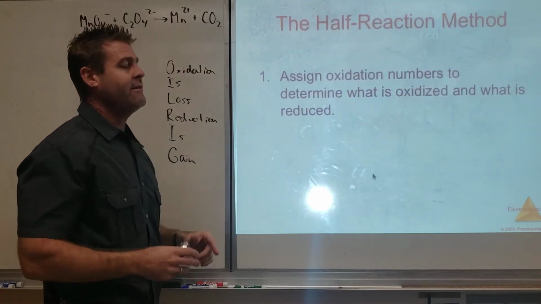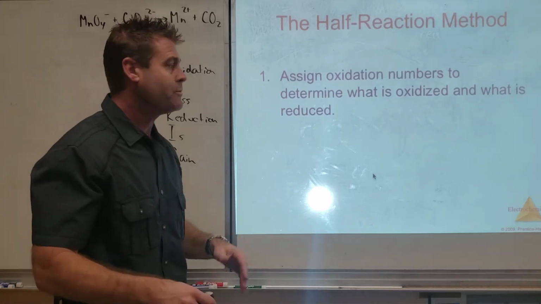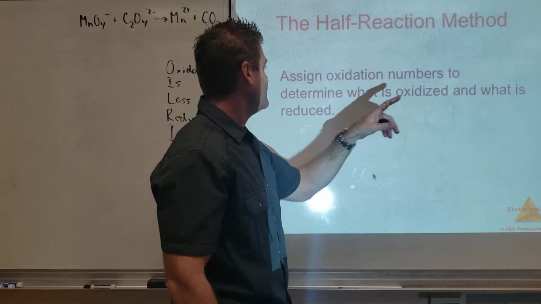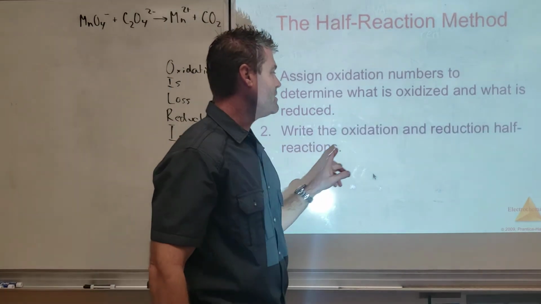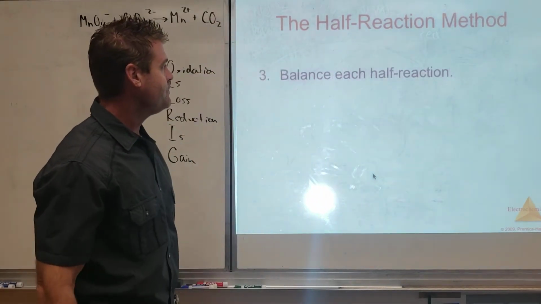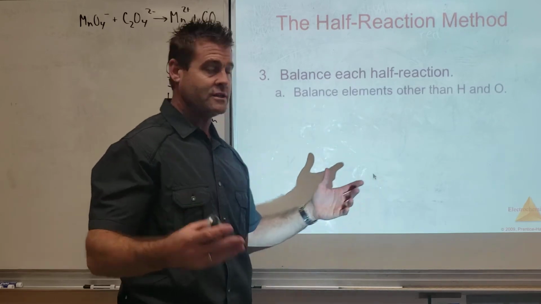So here, I have in purple, the steps. We're going to go through this real quick. First of all, you assign oxidation numbers to determine what is oxidized and what is reduced. Secondly, you write the oxidation and reduction half reactions. We're going to practice that. Then you balance each half reaction.